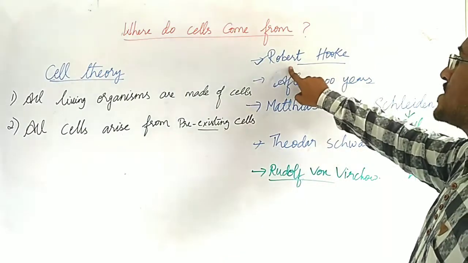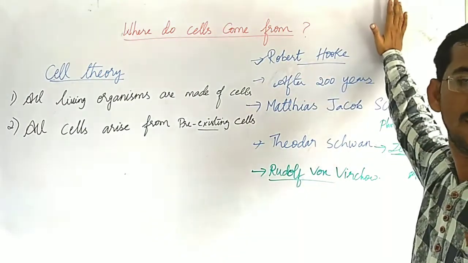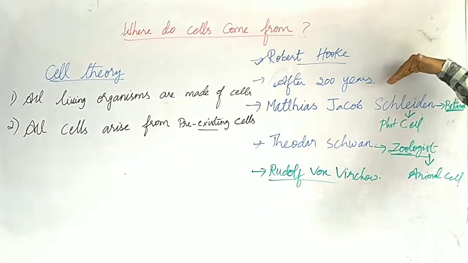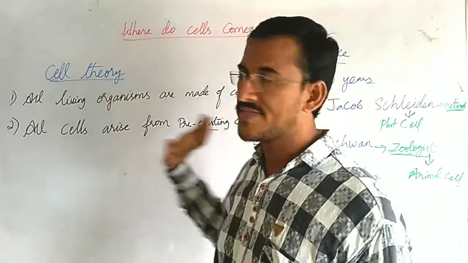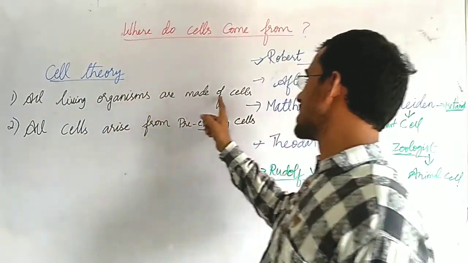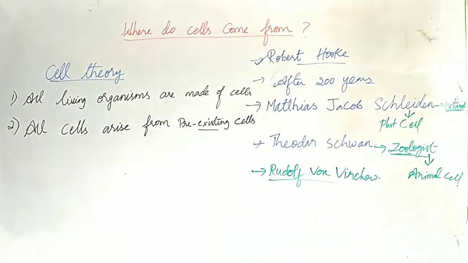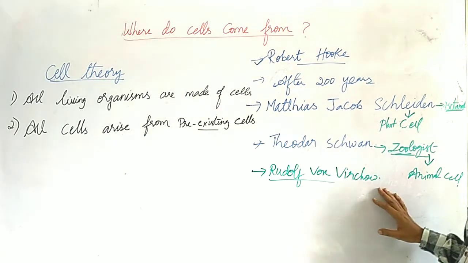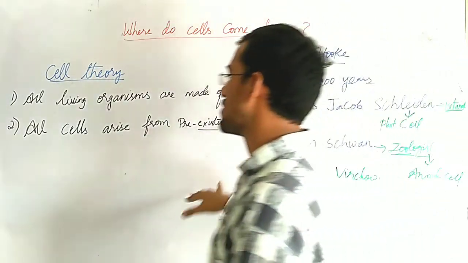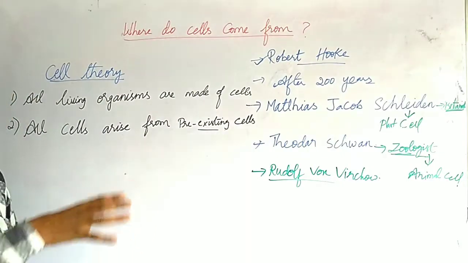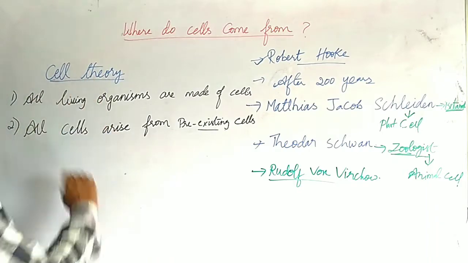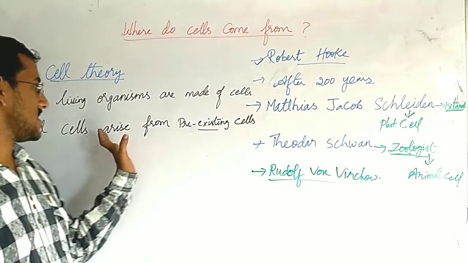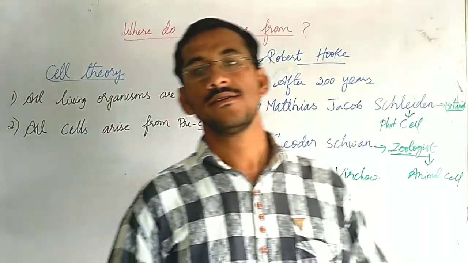So Robert Hooke, for the first time, discovered the cell. Later on, after 200 years, these two scientists studied plant cells and animal cells, formulated cell theory, and said that all living organisms are made up of cells. Later on, Rudolf von Virchow added one more point. He said that all new cells arise from already present cells. So one point is added under cell theory, that is, all cells arise from pre-existing cells.